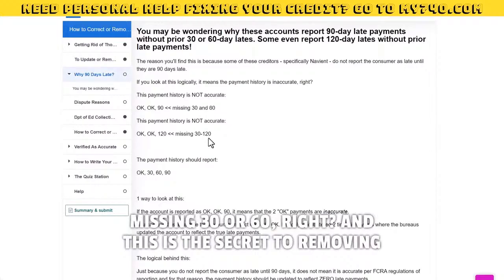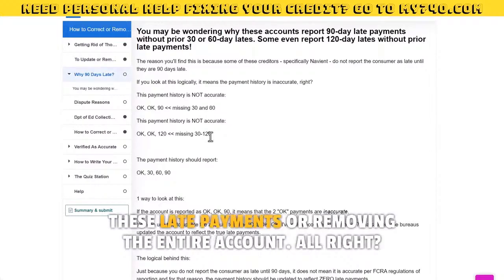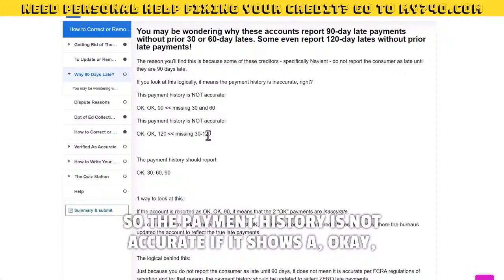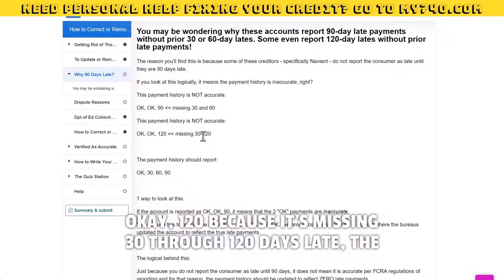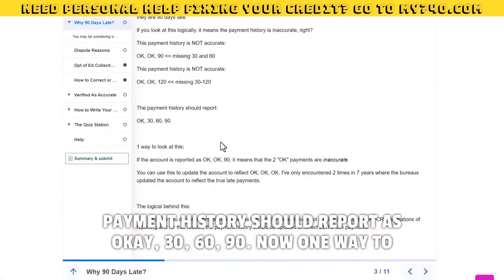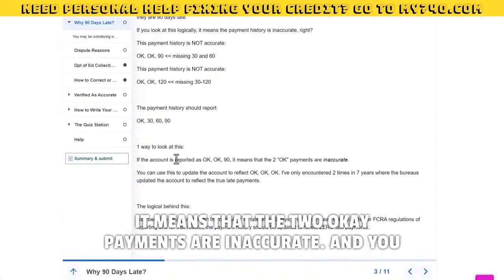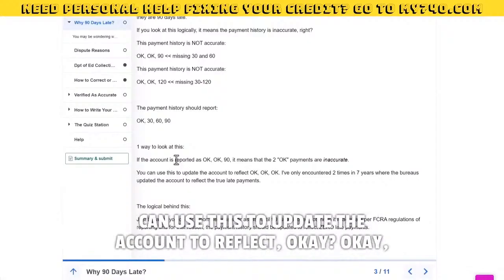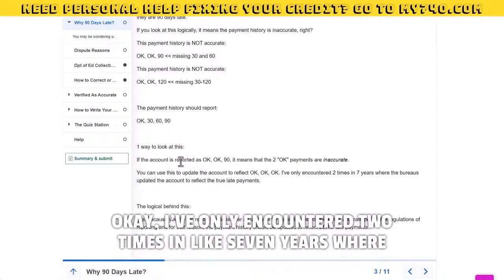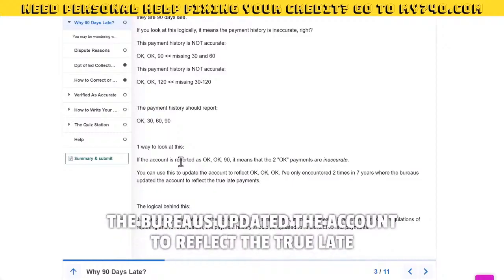The secret to removing these late payments or removing the entire account: the payment history is not accurate if it shows 120, because it's missing 30 through 120 days late. The payment history should report as 30, 60, 90. If the account was reported as OK, 90, the two OK payments are inaccurate. You can use this to update the account to reflect that. I've encountered 2 times in 7 years where the bureaus updated the account to reflect the true late payments.